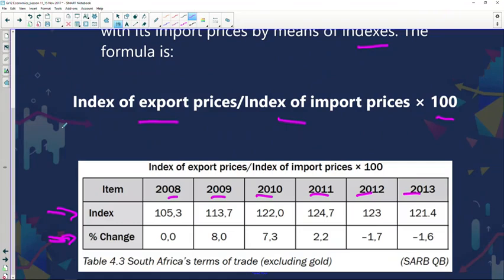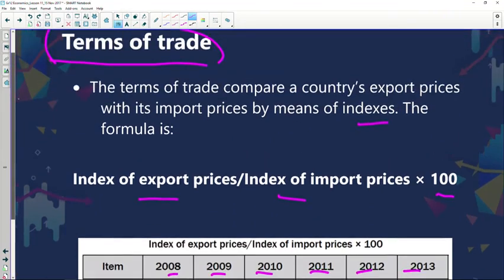So it's important that we are able to engage with this information and also to work out the formula, but you will be given information so that you can do the calculations in terms of the index of export prices and the import prices as well. So that's basically the terms of trade.